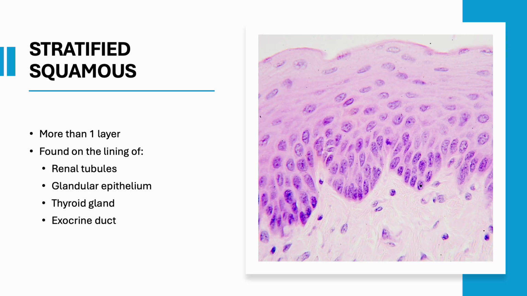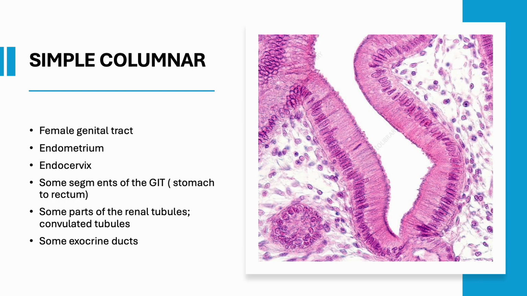Stratified squamous is mostly found in renal tubules. And this is the apical surface. You can see they are flat cells. They are more than one layer, 1, 2. So it is stratified squamous, more than one layer of flat cells, found in renal tubules, glandular epithelium, thyroid gland, exocrine also. Simple columnar, we said their cells are found mostly in the genital tracts, endometrium, endocervix, some segments of the GIT, mostly the rectum, some parts of the renal tubules, mostly the convoluted tubules, and some exocrine glands.